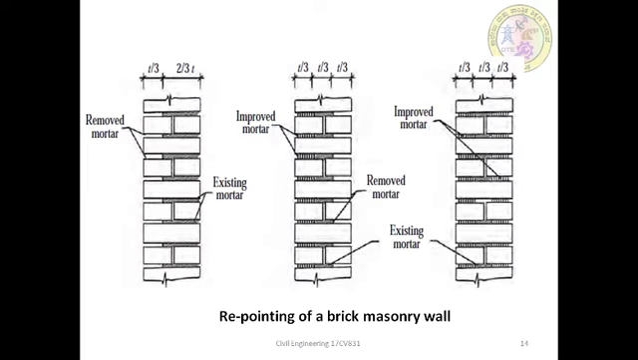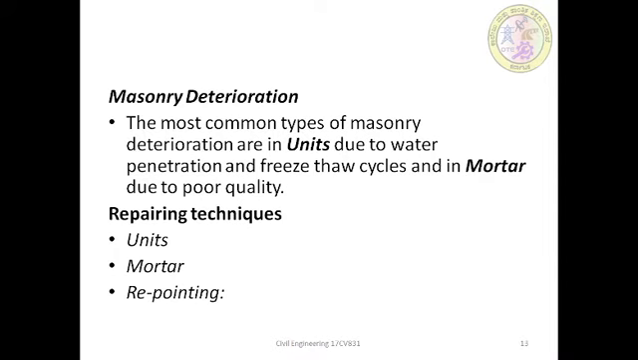Then masonry deterioration is concerned. So here the phenomenon of masonry deterioration is somewhat unrelated to the earthquake, but its repair is required to be done along with the repair of the cracks of walls. The most common types of masonry deterioration are in units, due to water penetration and freeze thaw cycles, and in mortar, due to poor quality. Now the repairing techniques are employed for the units, mortar and repointing.